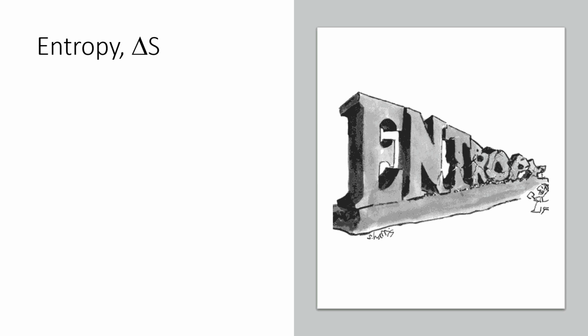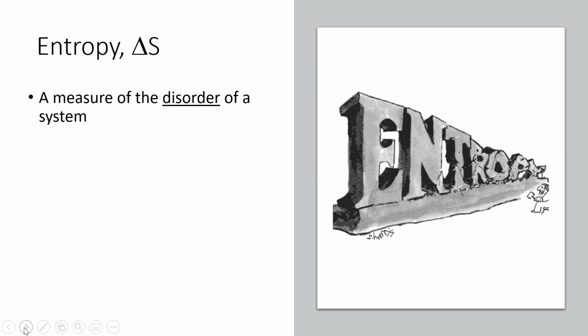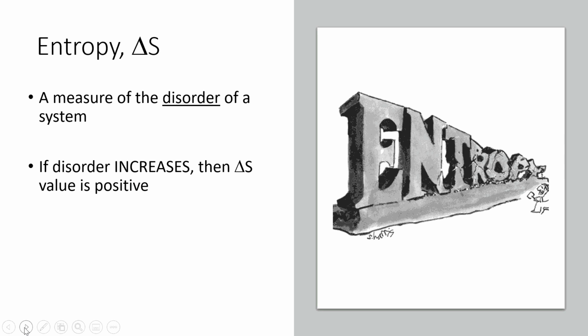Welcome. In this video, we're going to do a brief overview of entropy and what it is. Entropy is a measure of the disorder of a system. The symbol we use for entropy is S, and this triangle here is delta. That represents change. So if disorder of a system increases, then we say the delta S value is positive.